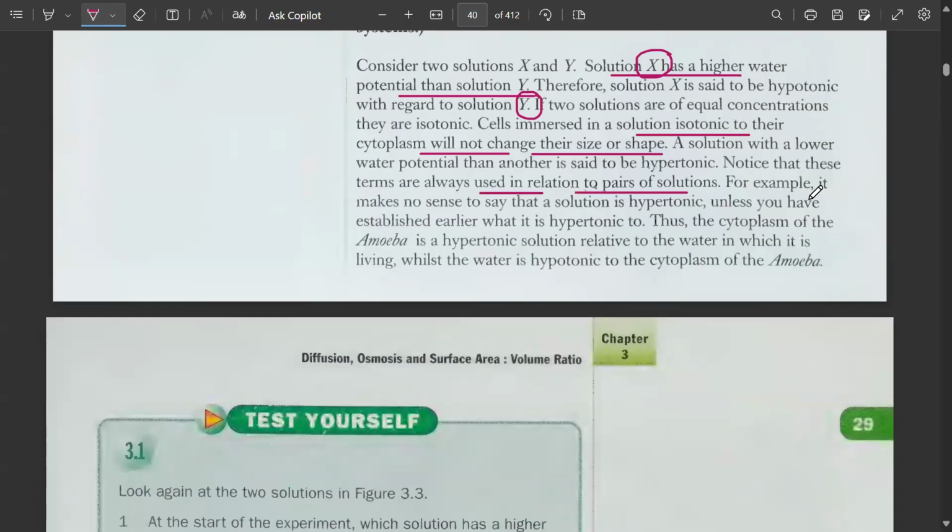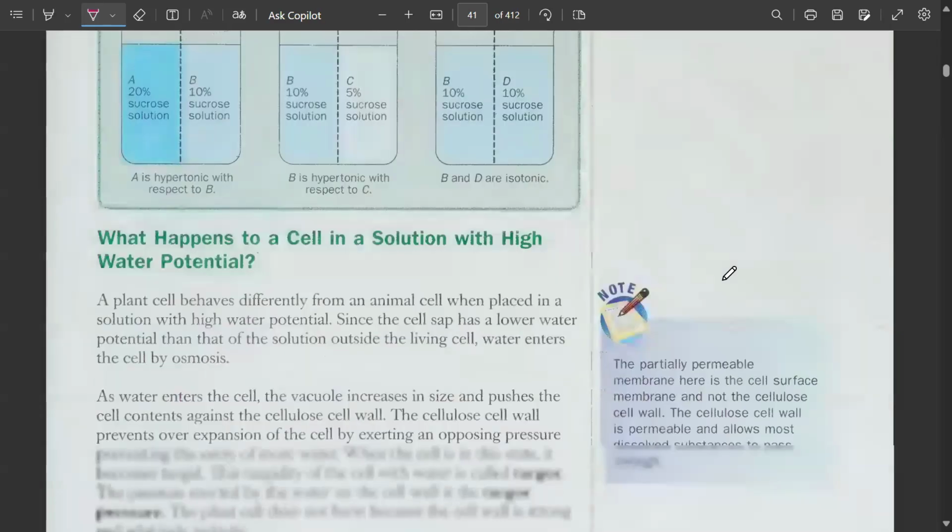Notice that these terms are always used in relation to pairs of solutions. For example, it makes no sense to say that a solution is hypertonic unless you have established earlier what it is hypertonic to. The cytoplasm of the amoeba is a hypertonic solution relative to the water in which it is living, whilst the water is hypertonic to the cytoplasm of the amoeba as well.